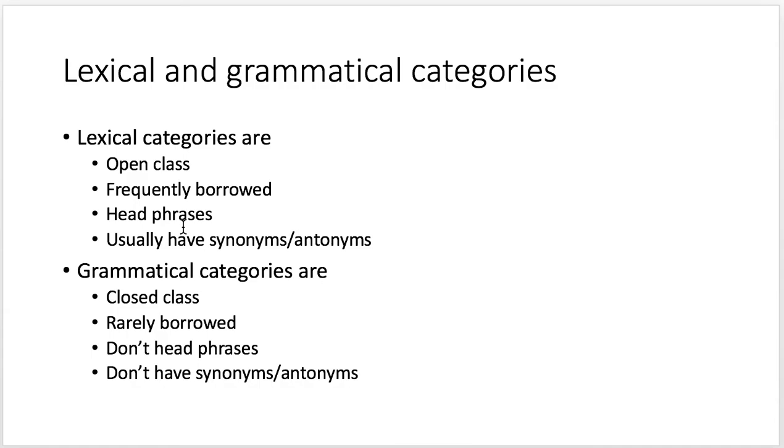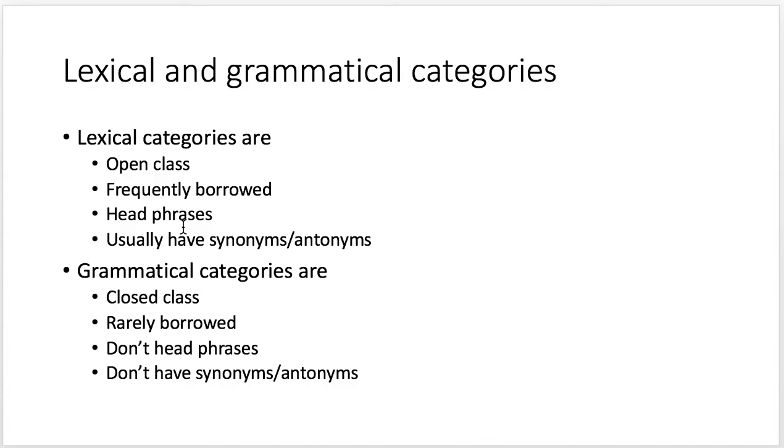Lexical categories are also frequently borrowed. So that means you can use a word from another language in your language. For instance, the English word tsunami. That's not a native English word, it was borrowed from Japanese and adapted to the phonology of English. We very rarely borrow grammatical categories.